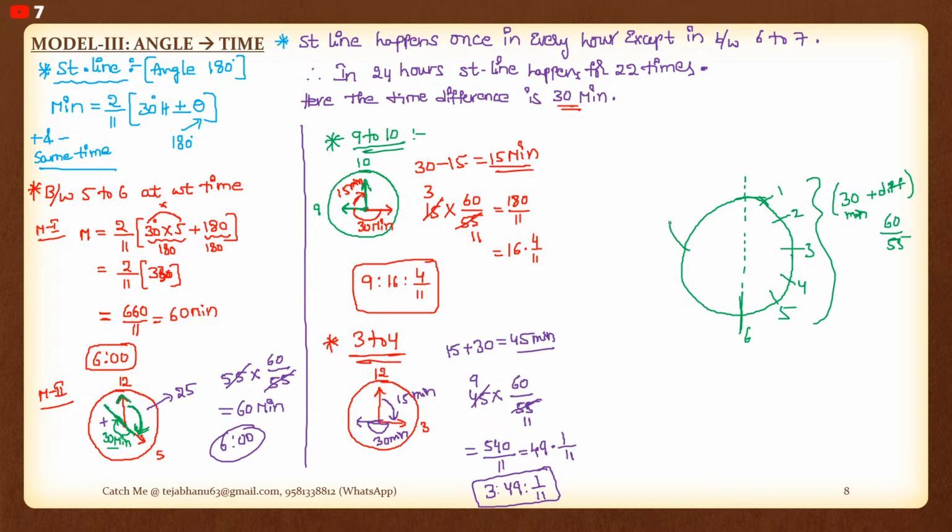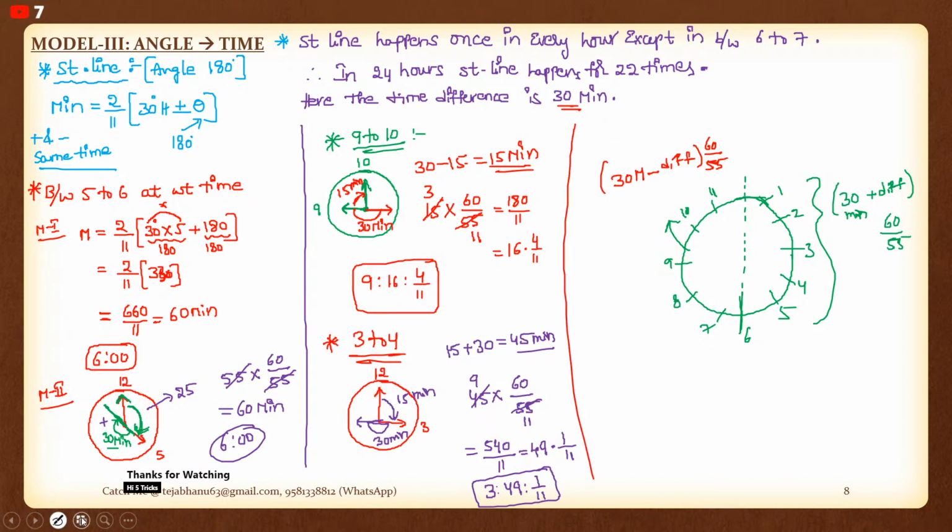If you consider this area, that is for 7, 8, 9, 10, 11, I can summarize it as 30 minutes minus difference into 60 by 55. It's very simple.